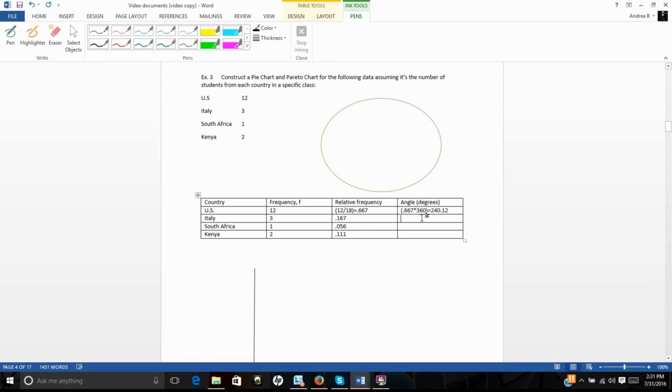And we do the same sort of thing for each of these. The next one, we do that 0.167 times 360, so we get about 60.12 degrees. The next one, multiplied by 360, we get about 20.16 degrees. And if we multiply the last one times 360, we get about 39.96 degrees. Once again, we're just estimating approximately where these values would be whenever we're setting this up for our pie chart.